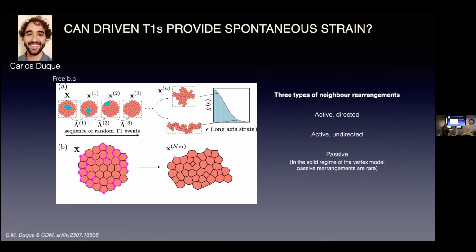And so we did two different approaches here. This is with postdoc Carlos Duque, where we started with an isotropic tissue patch, like a circular tissue patch, and we drove a bunch of active directed T1 events. I'll give you the distinction on the right in a second. At each step, we allowed them to relax, right? So we had an active T1 event, and then the relaxation from the energy of the vertex model. And then we go again, and again, and again.